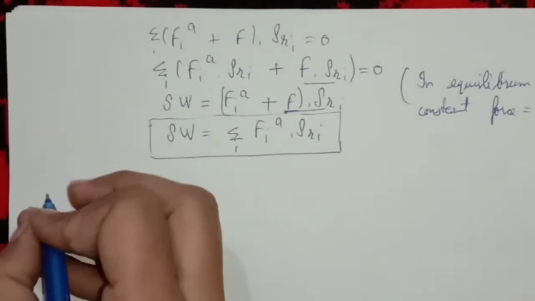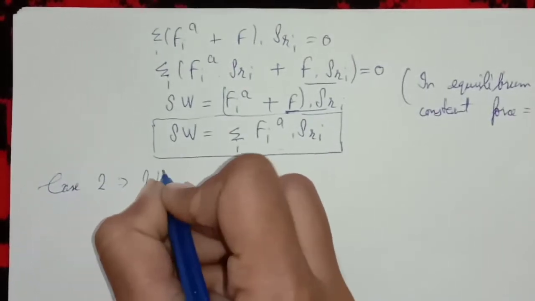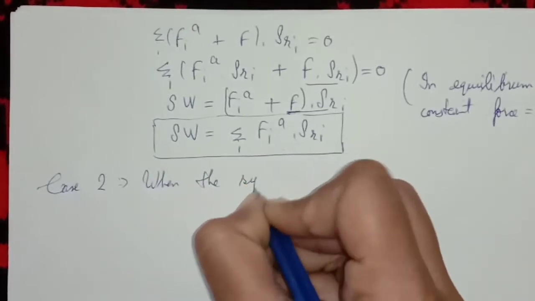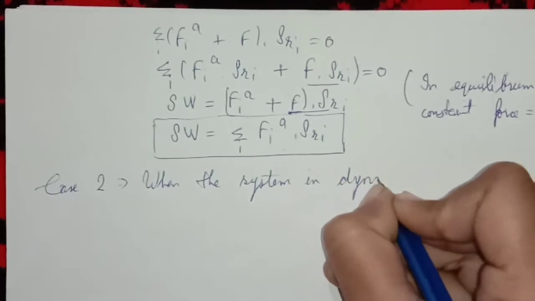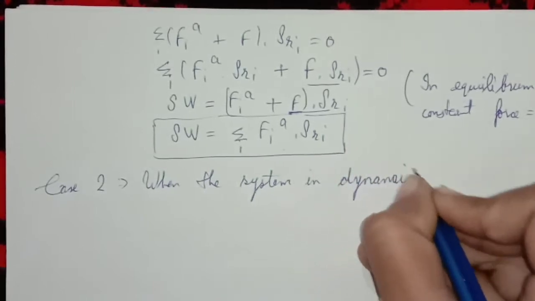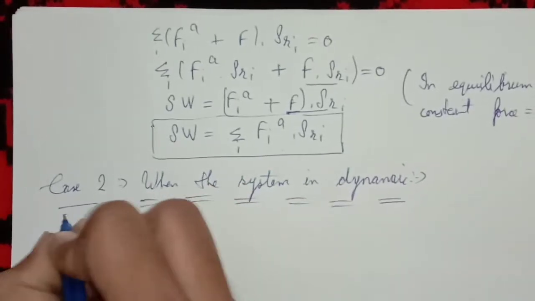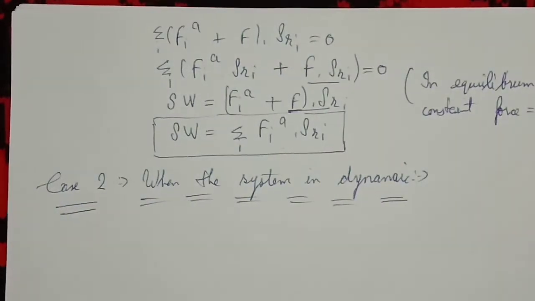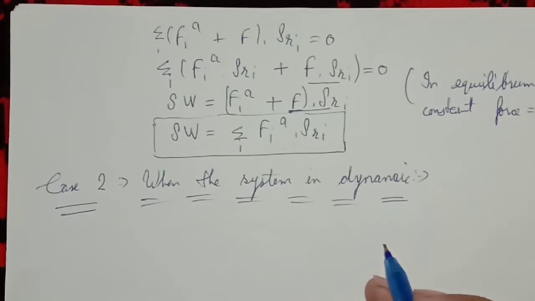Now we take the second case, when the system is dynamic. When we take this case, that means the system has a number of particles and the particles move some distance. Then we get the value of virtual work with constraint force.